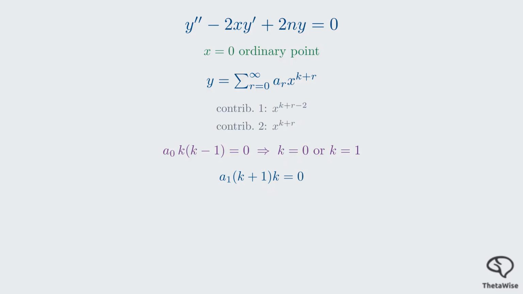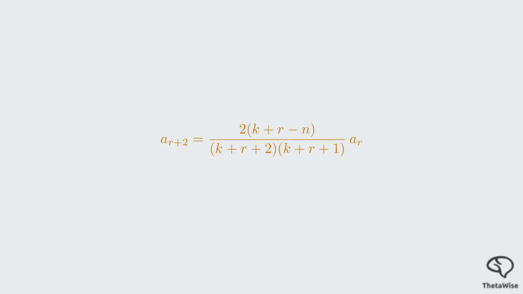For the general power, the notes obtain a sub r plus 2 times (k plus r plus 2) times (k plus r plus 1) minus 2 a sub r times (k plus r minus n) equals 0. Thus, a sub r plus 2 equals 2 times (k plus r minus n) divided by ((k plus r plus 2) times (k plus r plus 1)) times a sub r.